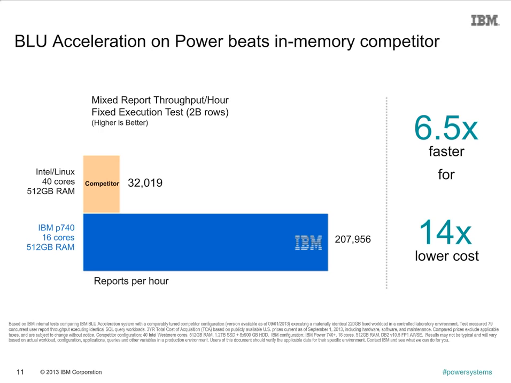But how do we stack up against competitive in-memory technologies? And so this next chart is an example of that. And again, if you look on the far right-hand side, you can see that our solution is running 6.5 times faster at 14 times lower cost. And again, you can notice that we're running ours on 16 cores versus 40 cores.